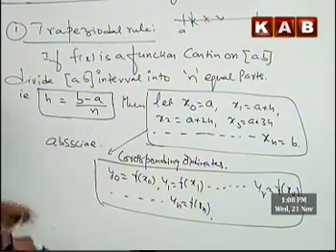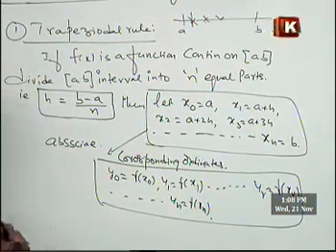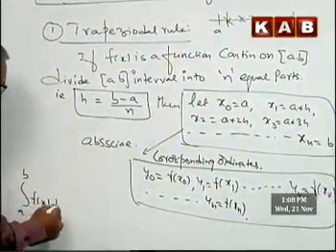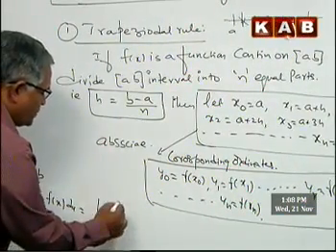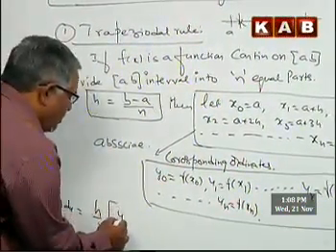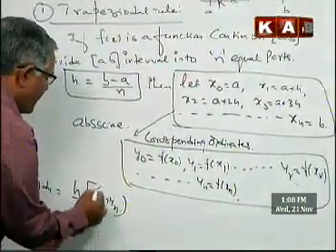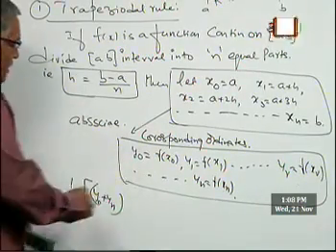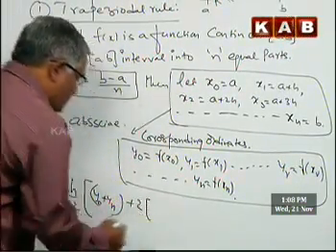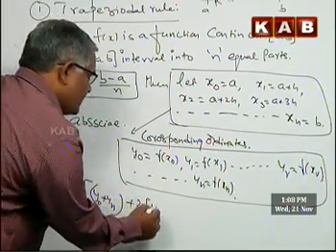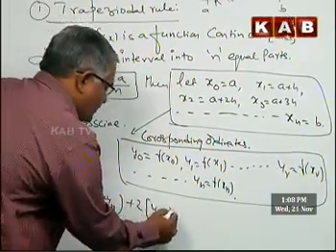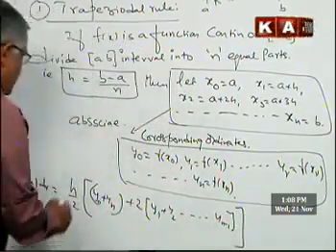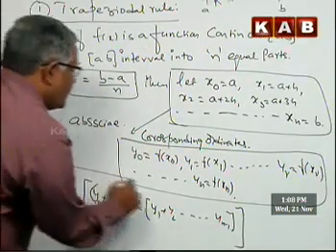Now, what does the trapezoidal rule say? The integral from a to b of f(x) dx is equal to h by 2 times [y0 plus yn, the starting one plus the ending one, plus 2 times the remaining ones]. What are the remaining ones? They begin from y1 and go up to yn minus 1. So this is the trapezoidal rule of integration.